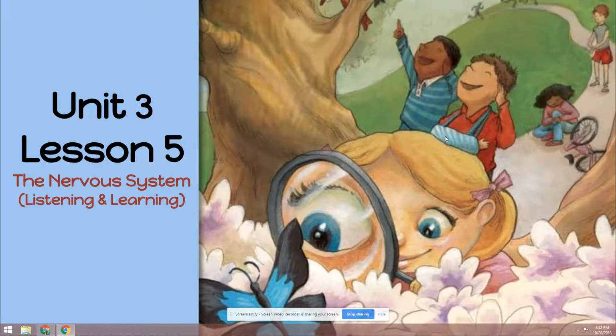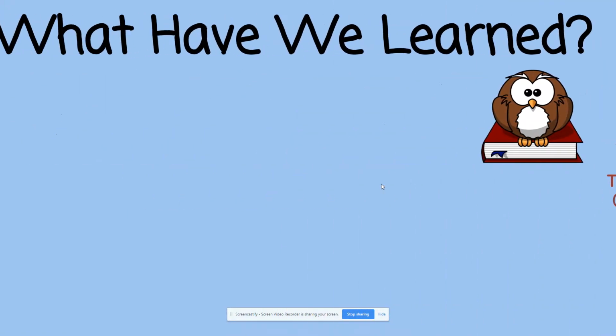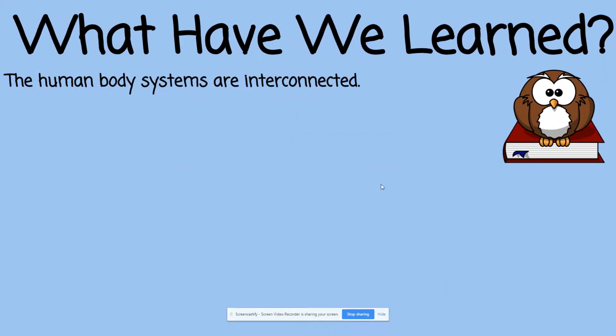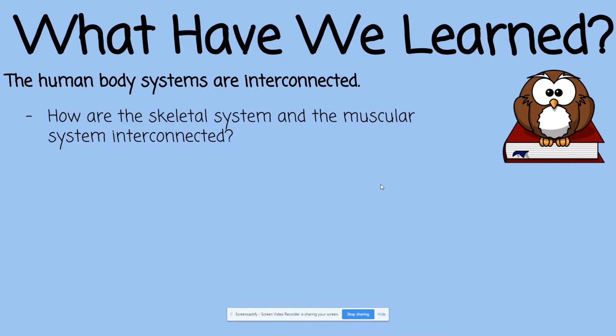Today we are going to be doing Lesson 5 over the nervous system. Let's begin with what we have learned. We know that the human body systems are interconnected, meaning that they work together and rely on each other. How are the skeletal system and the muscular system interconnected?